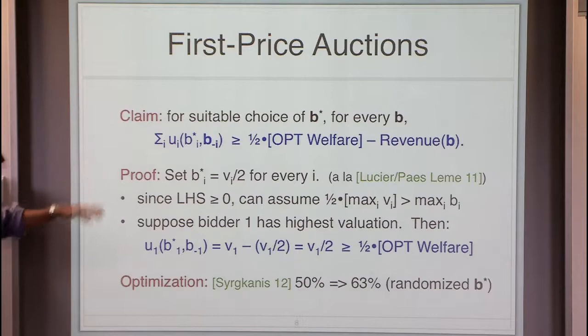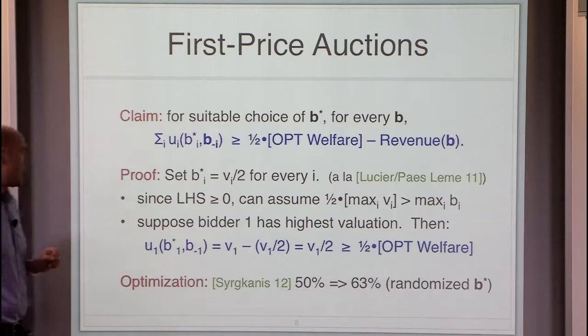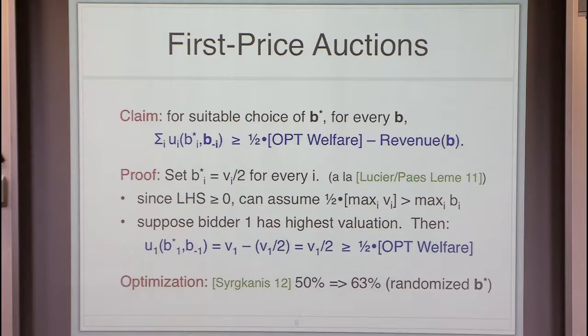I mentioned this last time, but you can be a little bit more clever than just bidding half your value. You can bid a distribution over possible bids, and you can improve this 50% to 63%. I'm not going to show you that. Now that I've told you that, you're all totally capable of working it out as a homework problem. It can be done, so you can do 63% if you want. Questions?